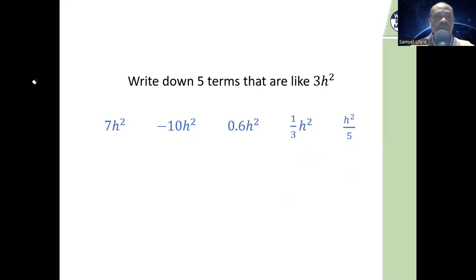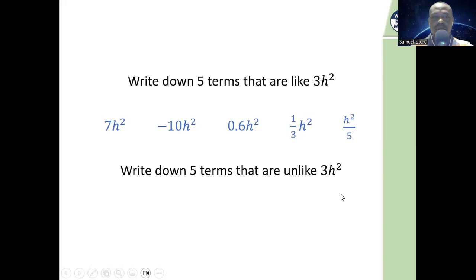All right. And then next, what about unlike terms? Write down unlike terms that are unlike 3a squared. Now remember, what are the conditions? To get like terms, we had to make sure we had the same letters and the same powers.